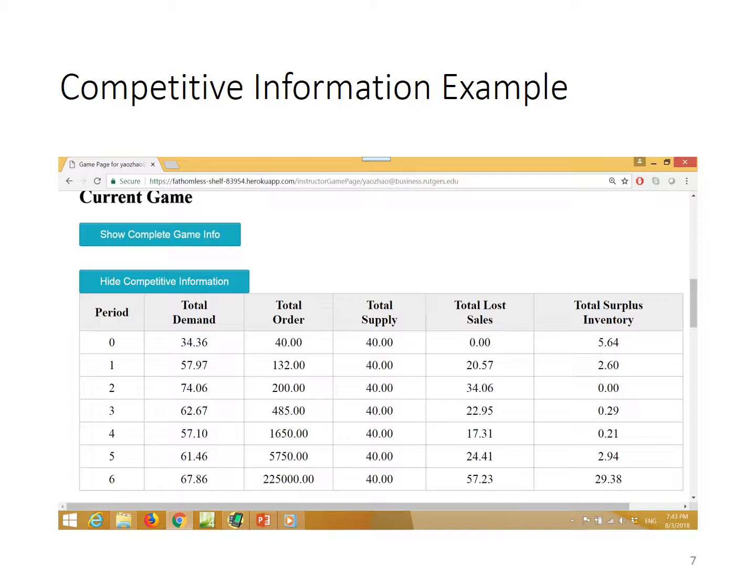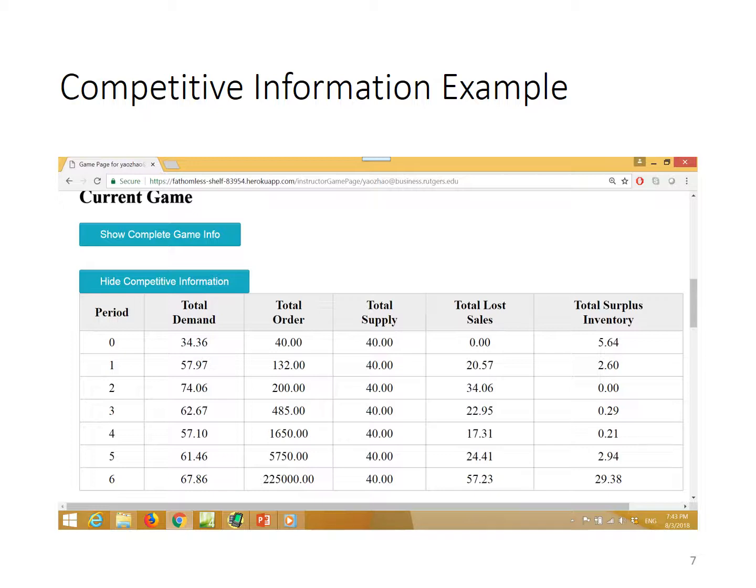But if you look at the total order, it rose from an initial 40 to 132 to 200 and then to 485 in period 3. At this time, I show the students the competitive information of all these orders from period 1 to period 3. And guess what? After that, they went completely crazy.